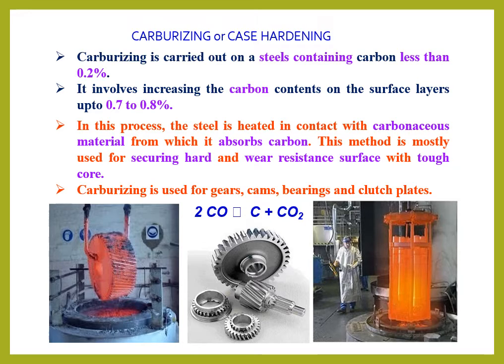Next, coming to the carburizing process, or case hardening process, it is used for gears, small nuts, bolts and all these machine parts. After manufacturing, they do this carburizing process. You take the steel, heat it up to some temperature, and then immediately do the cooling.